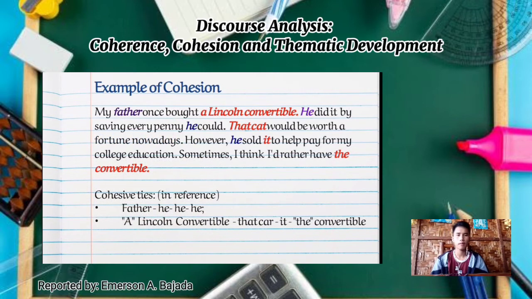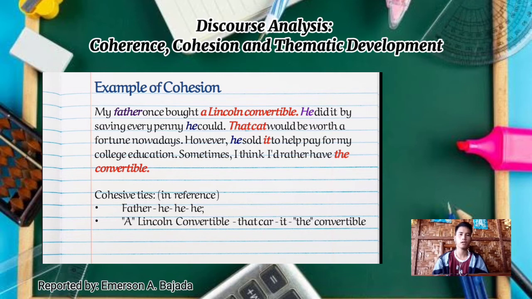Now, I have here an example of cohesion. And it goes this way. My father once bought a Lincoln convertible. He did it by saving every penny he could. That car would be worth a fortune nowadays. However, he sold it to help pay for my college education. Sometimes I think I'd rather have the convertible.